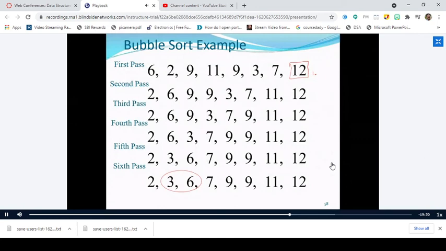And what is the next optimization I have used? The next optimization which I have used is I am going to stop my iterations or stop my algorithm whenever I find an iteration which does not perform any swap operations, right? So these are the 2 steps I am following to make a normal bubble sort algorithm an optimized algorithm.